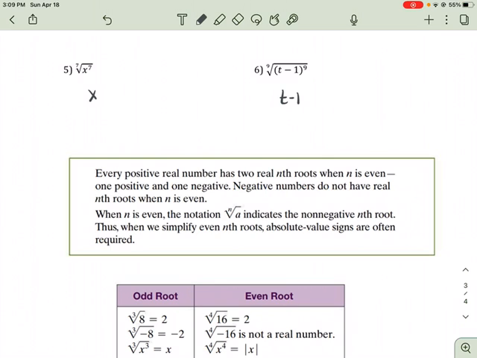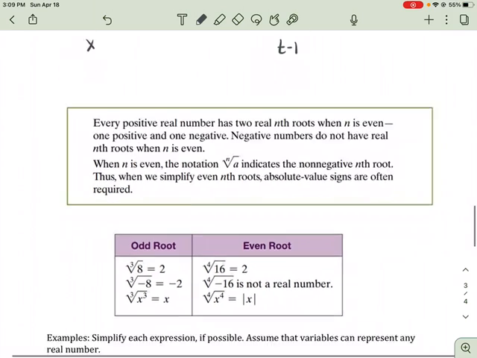So when we have an even radical, square root, fourth roots, we're going to be using that absolute value sign because we can't guarantee that the number underneath is positive.